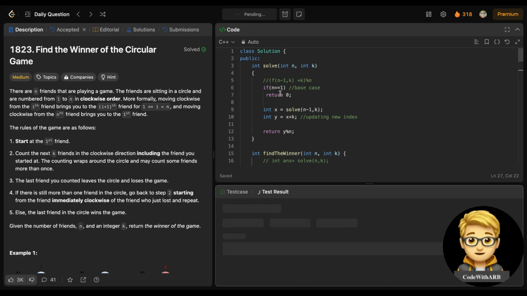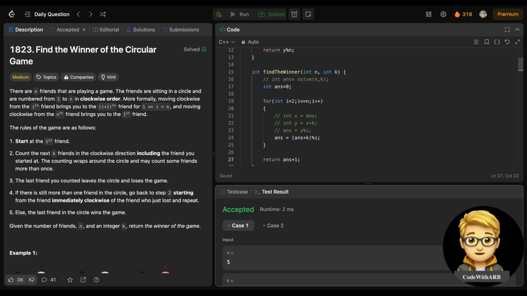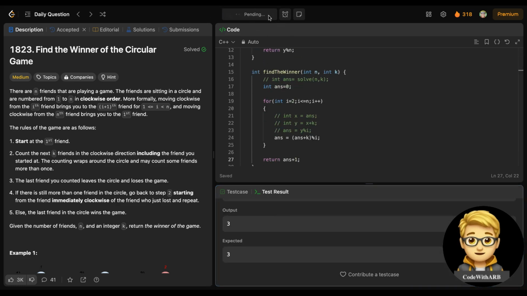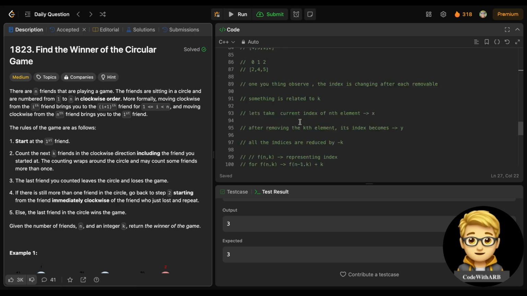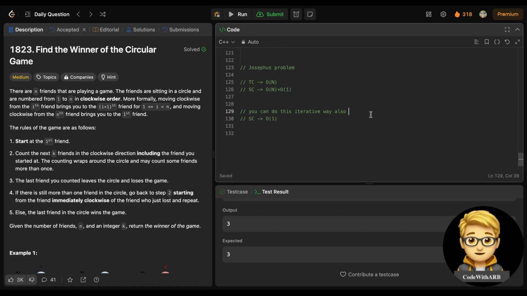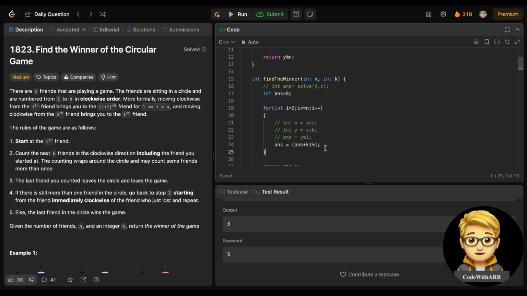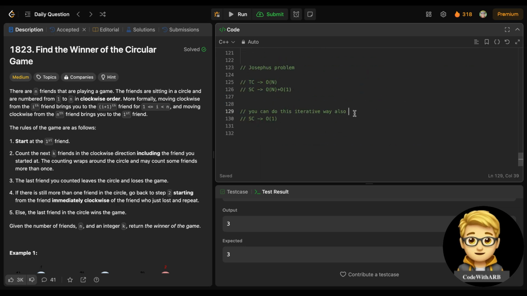Just run this. Yeah, we have passed the cases. Let's submit it. We have passed it. So basically the space complexity is now O of 1, because we haven't used anything, and the time complexity will be the same, O of n. So this is how we will solve this problem.